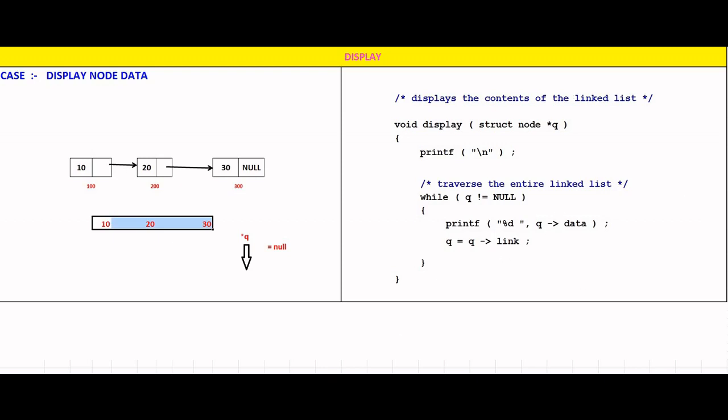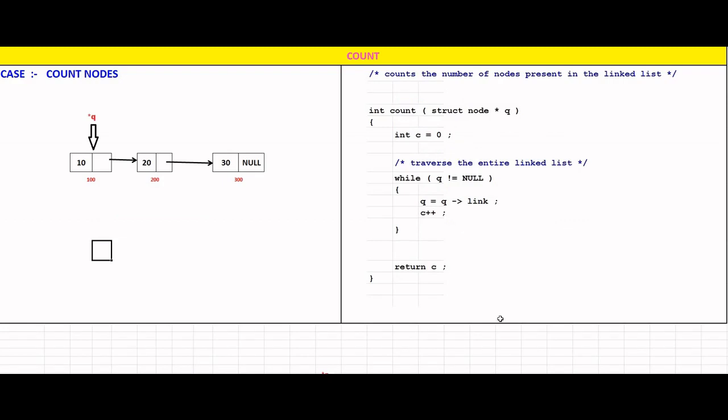Next is the count operation. In the count operation, we count the number of nodes present in a single linked list. So this is the linked list count function. Let us execute this. The output of this count function will be 3 because there are 3 nodes. Initially c is equal to 0. C is a counter variable that we use for counting.